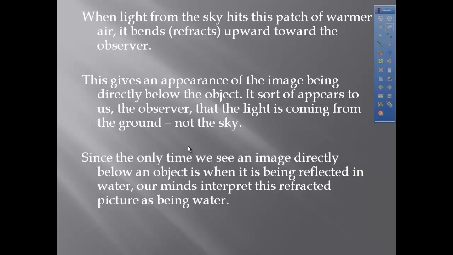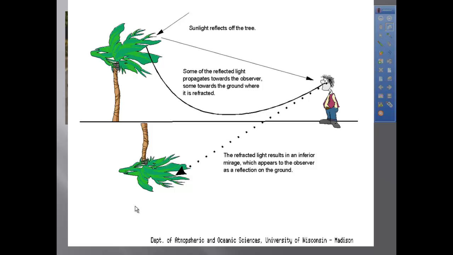Because you can see what's above the object. And I have a couple of pictures here in a second if you guys have never seen a mirage. It kind of appears to us on the ground that the light is coming from the ground and not the sky. Since the only time that we actually see an image directly below an object is when it's being reflected in the water, when we see this, automatically we think that there has to be water on the ground because we're seeing the object above it.